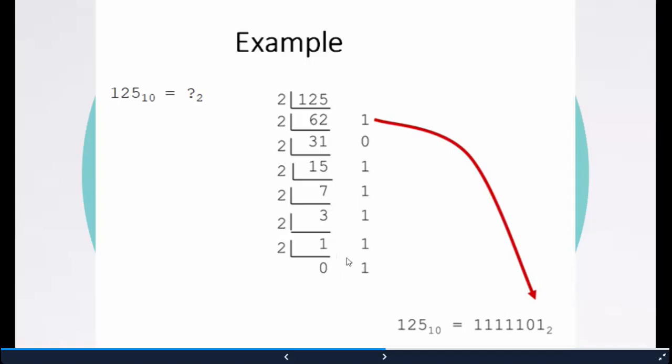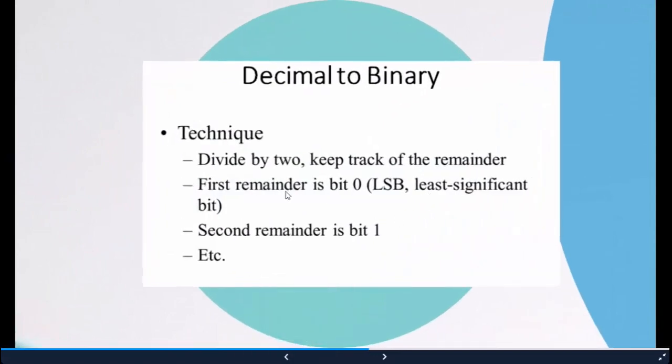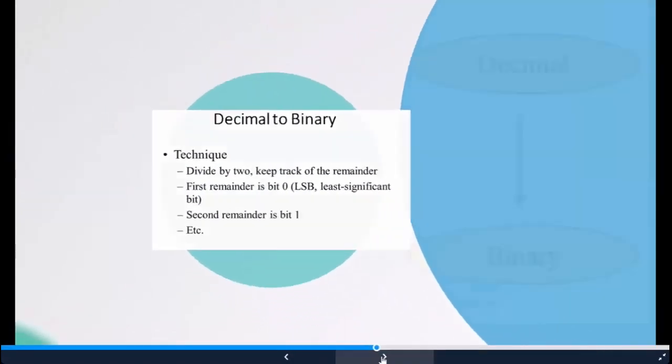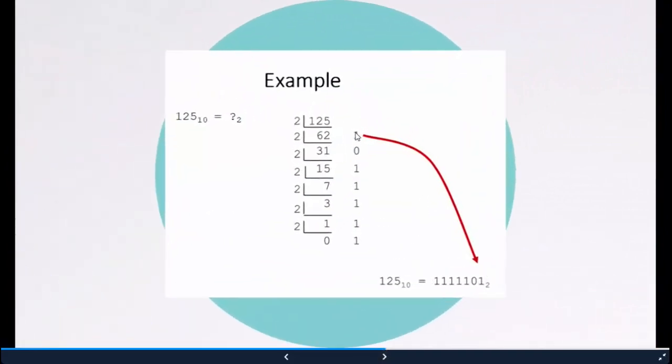So if that is the case, the first remainder is going to be the least significant digit, as explained, the least significant bit, LSB. So the first remainder goes to the rightmost, and then the last one goes to the MSB, or most significant bit. So you read this 1 1 1 1 1 0 1, and then you have it here.